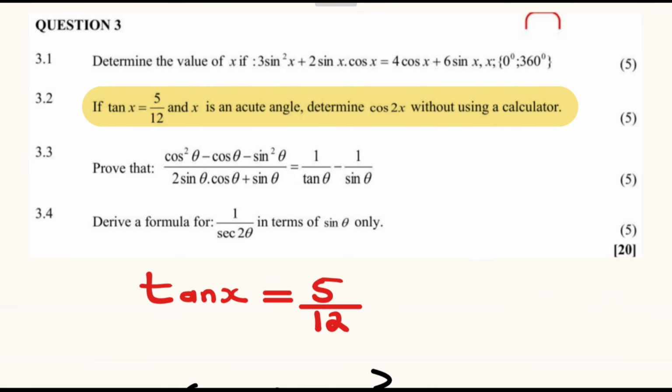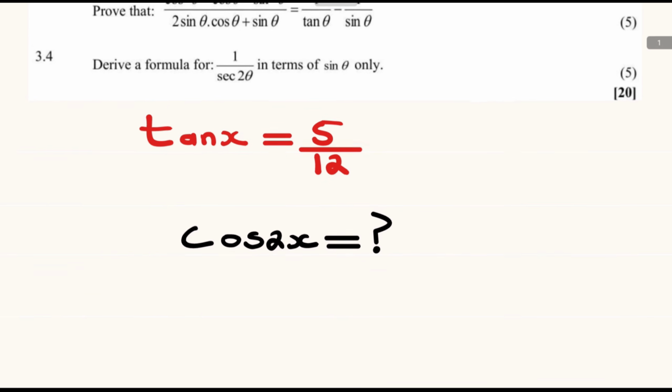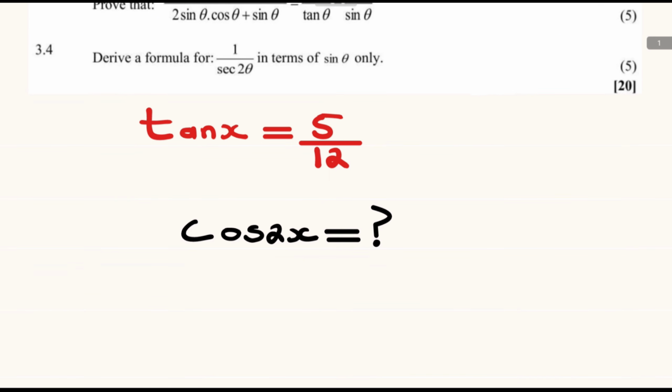Question 3.2 states, if tan x is equal to 5 divided by 12 and x is an acute angle, determine cos 2x without using a calculator. The key word here is the fact that x is an acute angle. So if it's an acute angle, then it's going to be in the first quadrant, because acute angles are angles less than 90 degrees.